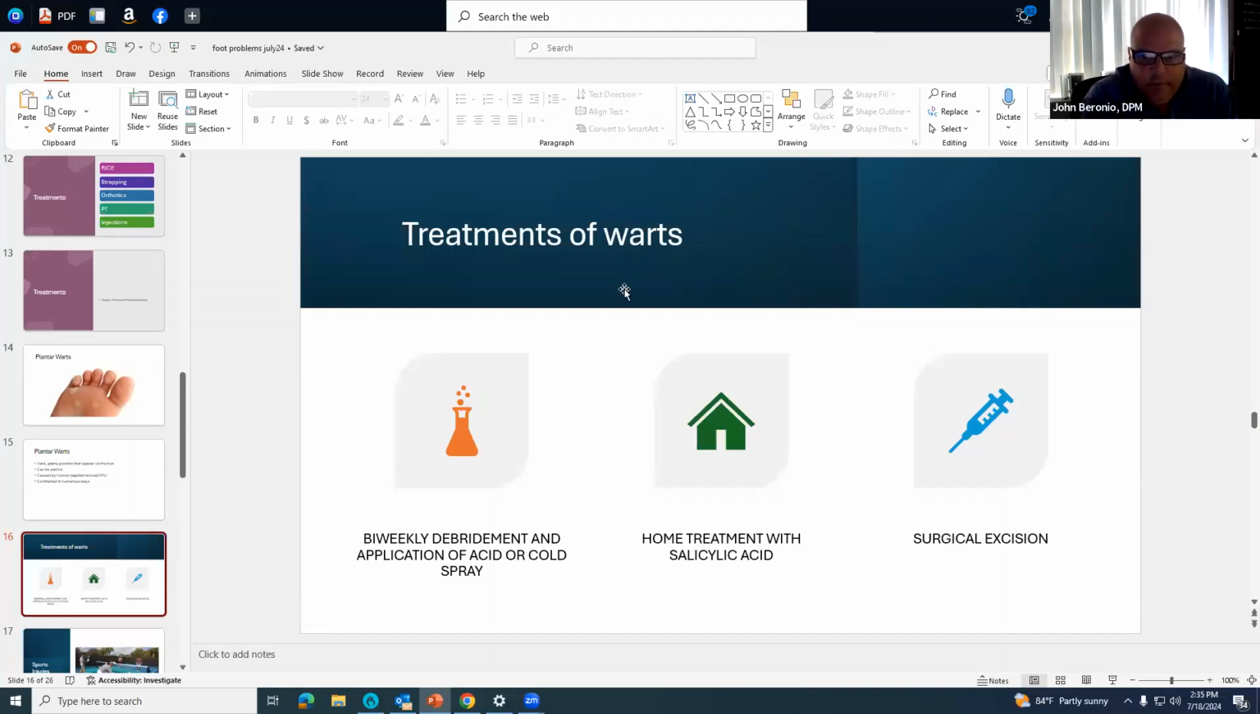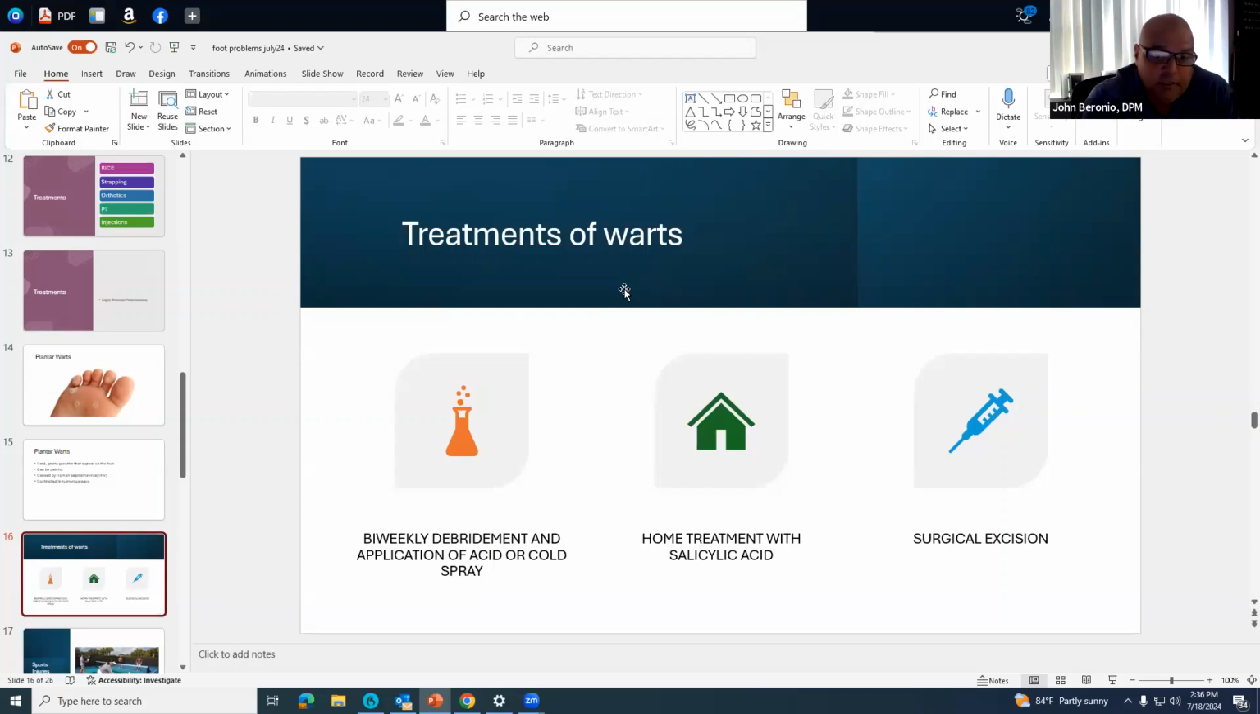Well, the conservative way to treat them is through biweekly debridements, where we remove all that dead skin around it, and you get down to just what's called pinpoint bleeding, and that's because the virus itself feeds off of the small blood vessels on the skin. So when you get down to that pinpoint bleeding, then we're treating the wart itself, the virus itself. And you either apply an acid, which is called phenol, or we use almost like a liquid nitrogen type of spray, a cold spray, to treat them.